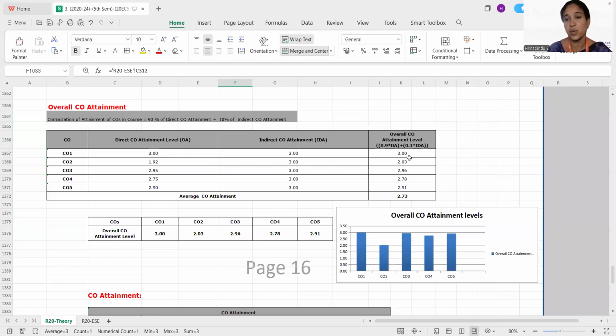So here are the overall attainment values of individual COs by considering these weightages. And now we calculate the average CO value, which is the basis for the calculation of the PO attainments. For this course, it is 2.73. By taking the average of all the individual overall CO attainments, we can calculate this average CO value.